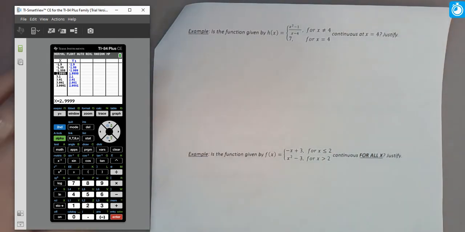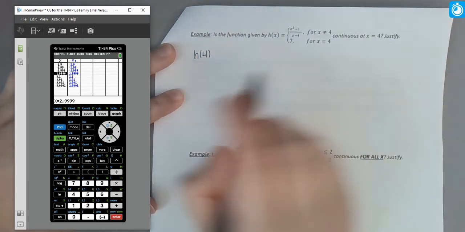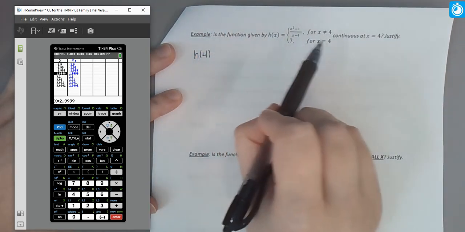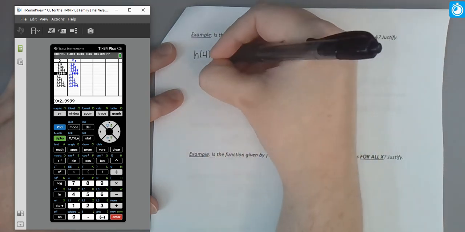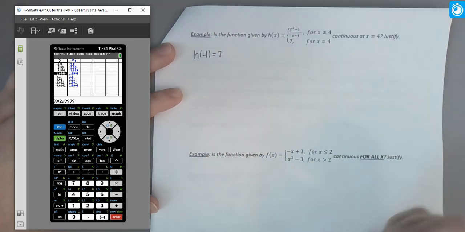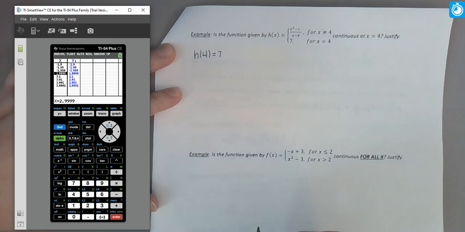Okay, so what is h of 4? Number one, does it exist? Let's determine that. So h of 4, if we evaluate the function for an input of 4, that automatically means the second rule applies, and the second rule is going to give us an output of 7. So the function value does exist. That's criterion 1. What about the limit?